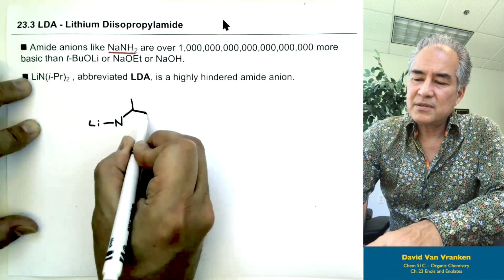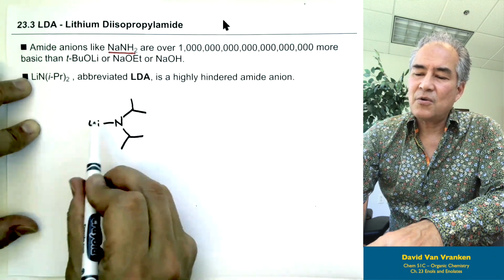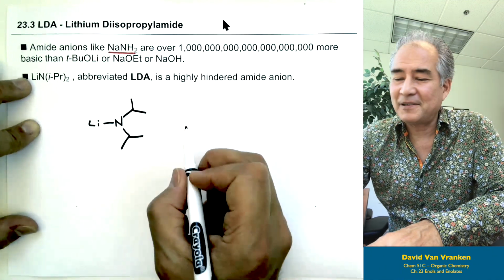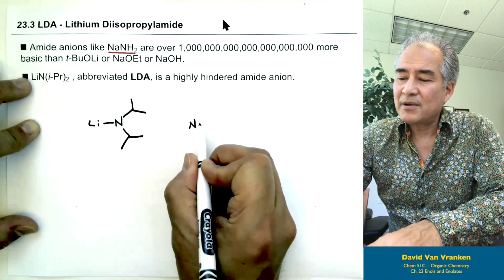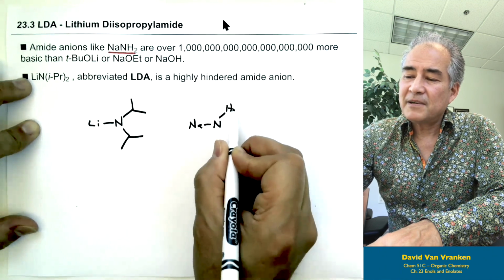What is the difference in the similarity? Let's compare and contrast these two bases. So this is the new base for this chapter, and you're going to be using it in the next chapter heavily too. You already learned about a very similar base, sodium amide. So what's different here?